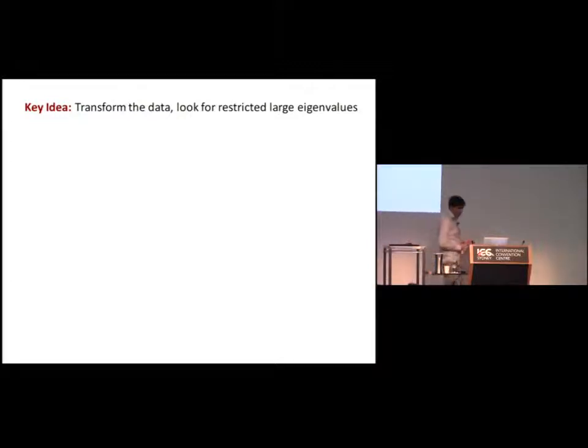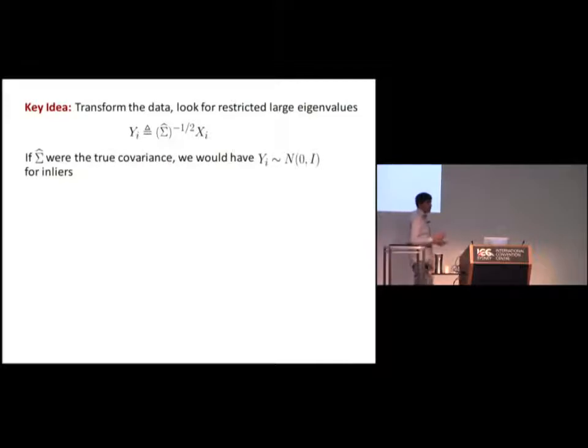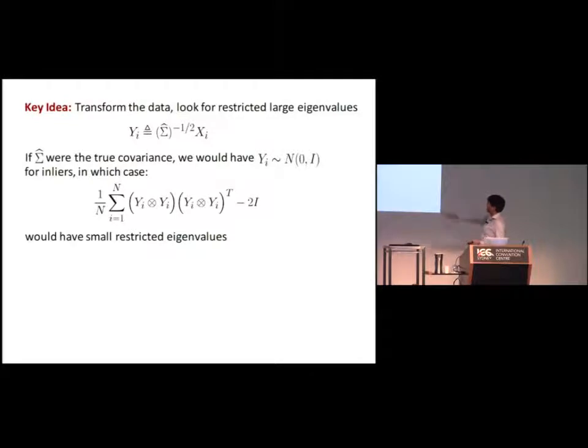Just to explain how the structure of the algorithm works, the idea is to take your data, so imagine you had some estimate sigma hat. What you can do is apply sigma hat to the -1/2. That's a transformation that, if that were the true sigma, would transform the data so that the samples were coming from a Gaussian with covariance identity. Then you form some d squared by d squared matrix and compute some restricted eigenvalues. And when those eigenvalues are too large, you detect the fact that your empirical second moment has been compromised using this fourth moment.